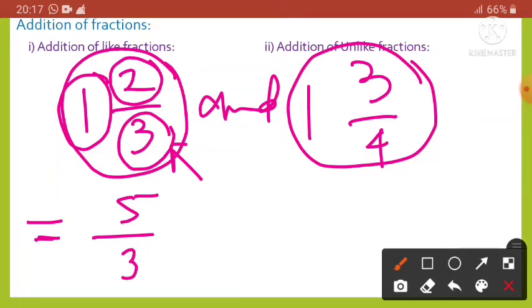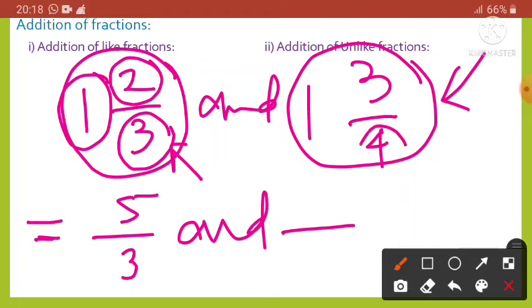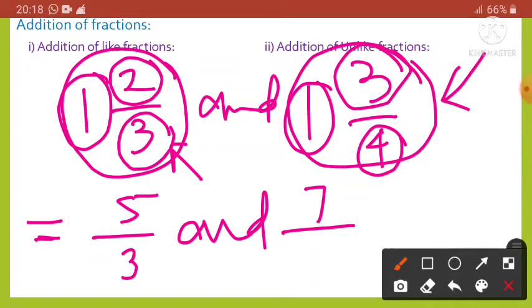Okay, and also for the mixed fraction 1 into 3 by 4, the improper fraction will be 4 into 1, that is 4, 4 plus 3, that is 7. So write 7 as the numerator and take the same denominator. So now we are getting the improper fraction 7 by 4. So 1 into 3 by 4 gives 7 by 4 as an improper fraction. So at first we have to convert into improper fractions and then we have to add.